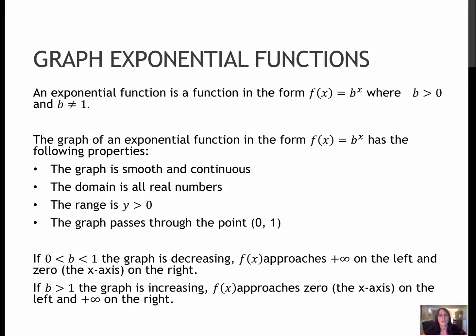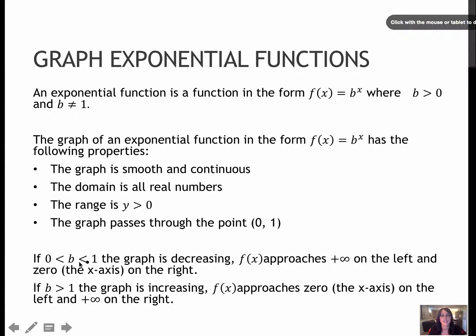The graph has the following properties. It's smooth and continuous. The domain is all real numbers, which means we can plug in any value for x, but the y values that come out will all be greater than 0. And the graph will pass through the point (0, 1), unless, of course, there is a transformation of that function, which we'll talk about later. As you can see, I've separated it out for you.